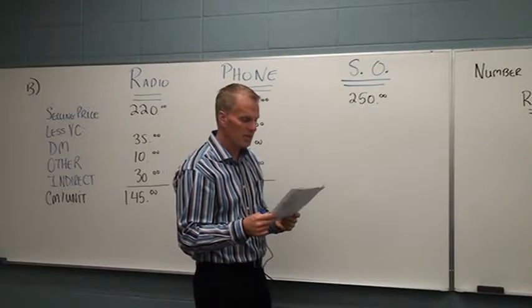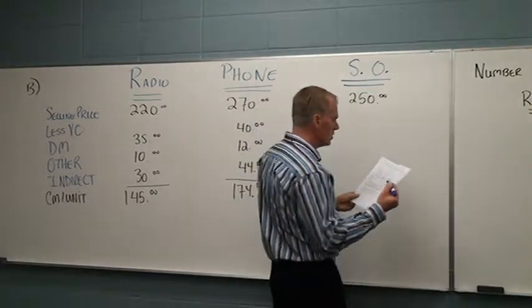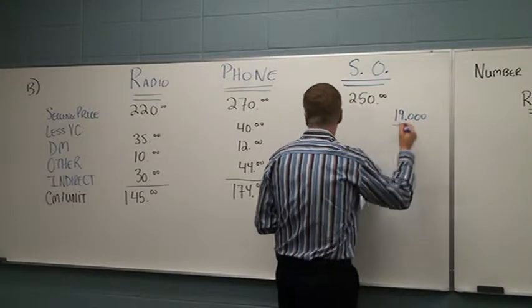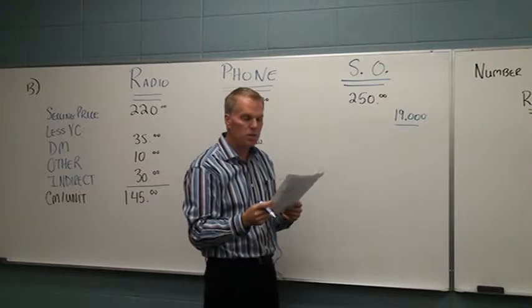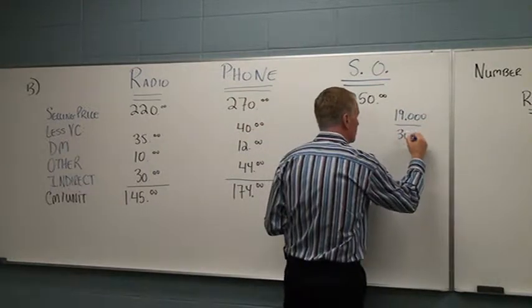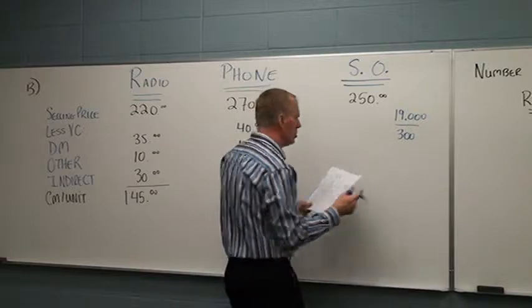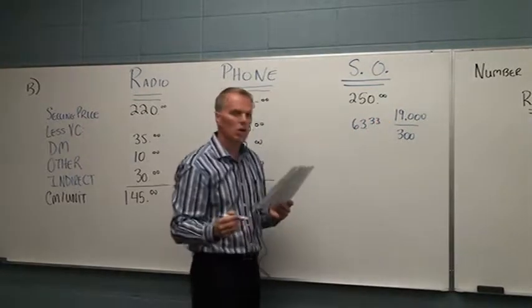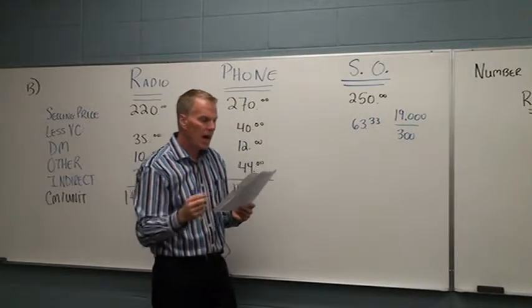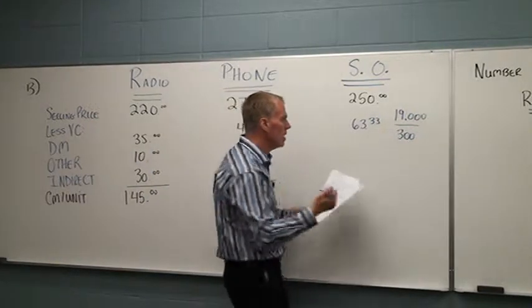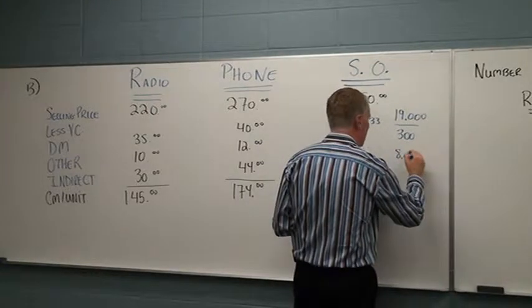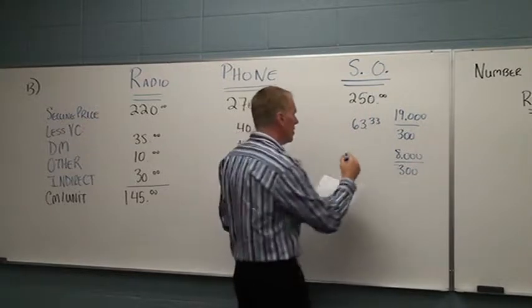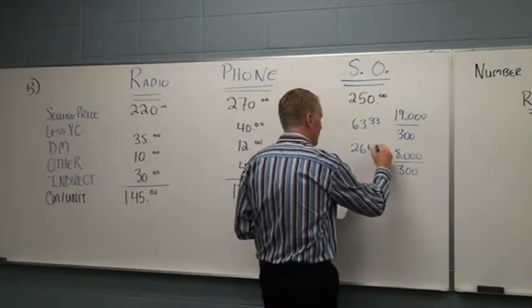What are our costs? Well, we're told that our first cost will be direct materials of $19,000. So $19,000 for our direct materials, and because we're producing 300 units, that will come out to $63.33 per unit. How about the other direct costs? Our other direct costs are $8,000 over our 300 units. That'll come out to $26.67.